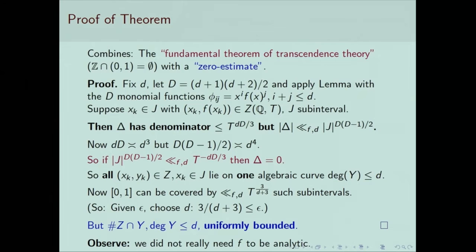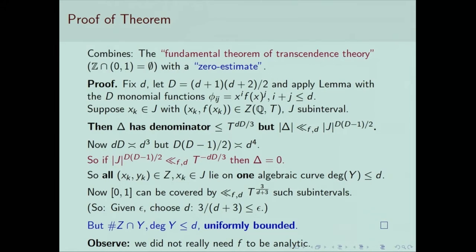So here's the proof. What this proof does is to show that the rational points up to height t that are somehow reasonably close together on the curve must lie on an algebraic curve of some degree that you fix in advance. It's a typical transcendence-style argument, which depends on the one hand on the fundamental theorem of transcendence theory, that there are no integers between 0 and 1, and on a zero estimate. Okay, so here's the proof.